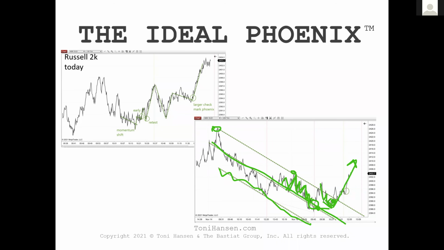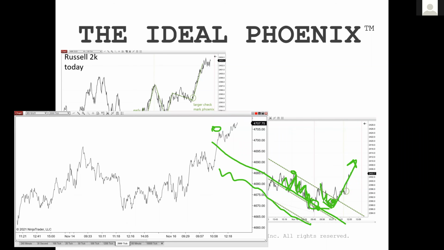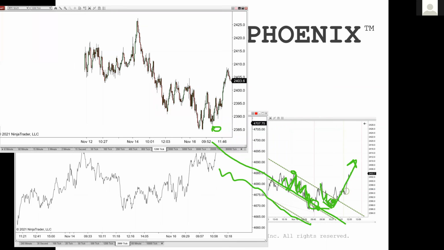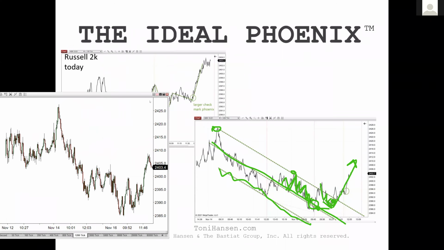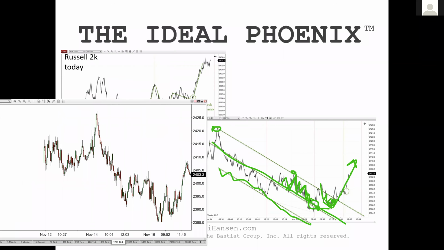Let me pull that up in the background. So ES, here's our Russell. Let's move this out of the way here. And this is what you can see: here's where that small Phoenix was happening, and then here's where that bigger one went and broke out.